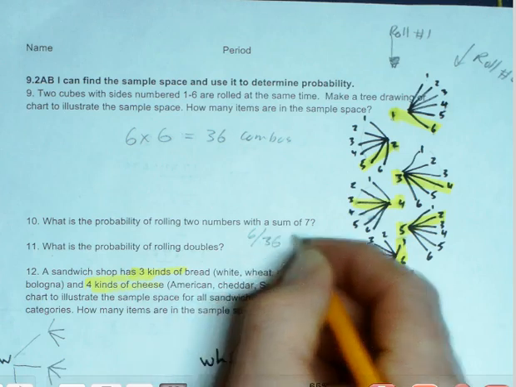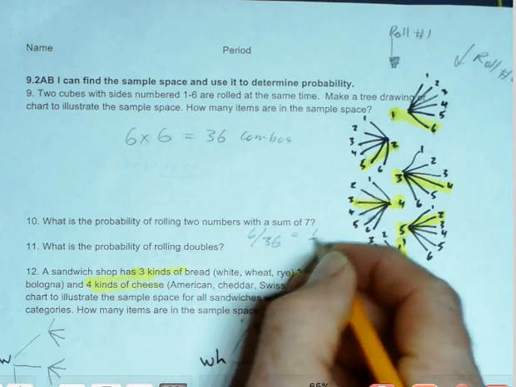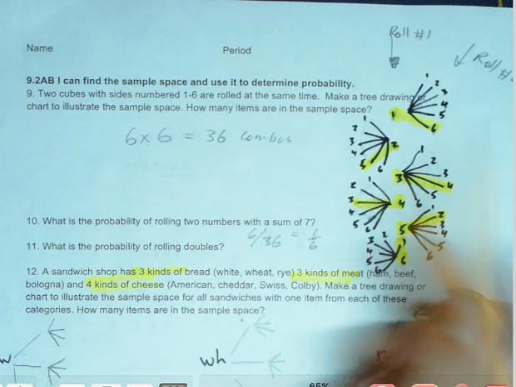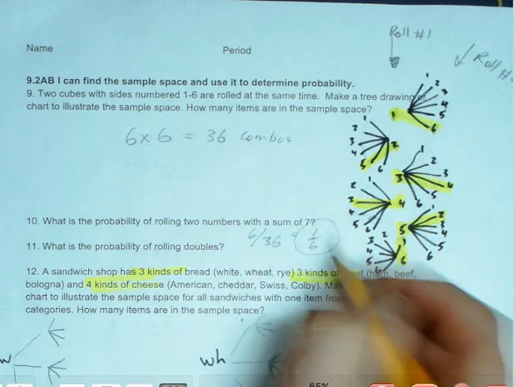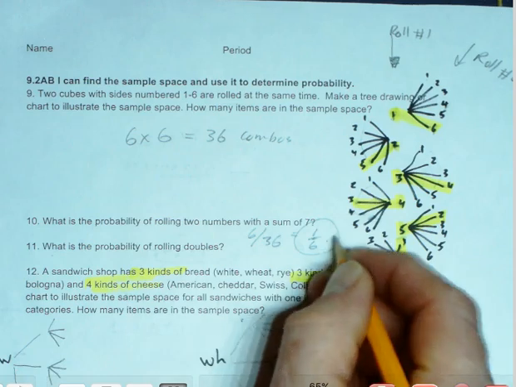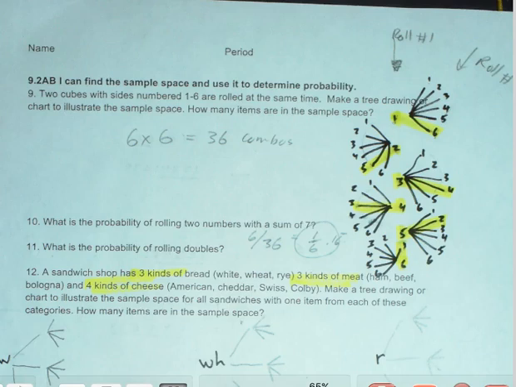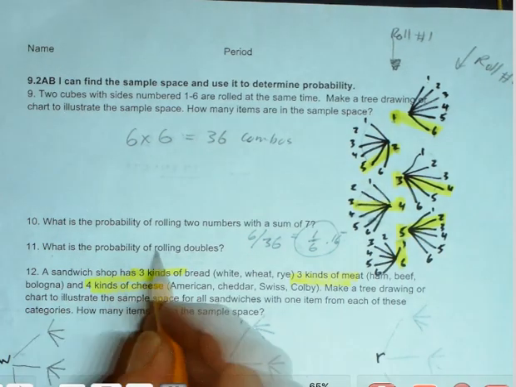I can reduce that down to 1/6, which is my probability. It doesn't tell us what they want, so I'm just going to leave it as a fraction. I could change that into a decimal, and it would be 0.16 repeating. All right. What is the probability of rolling doubles?